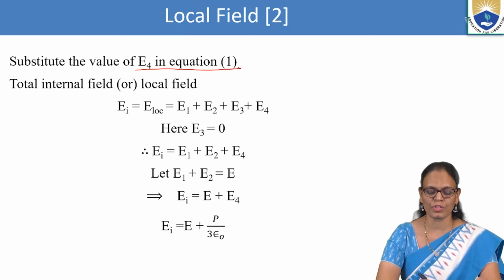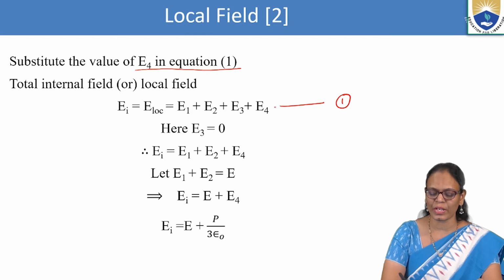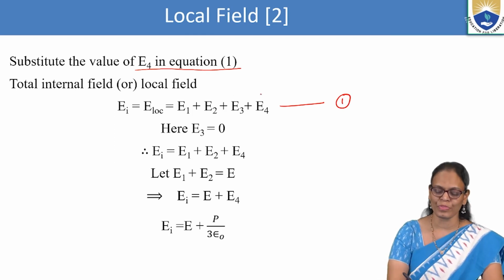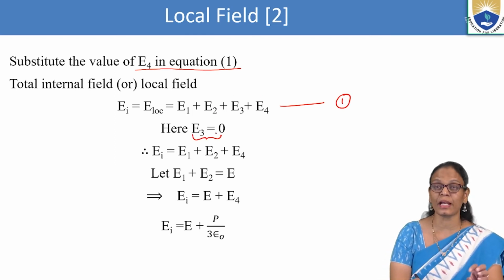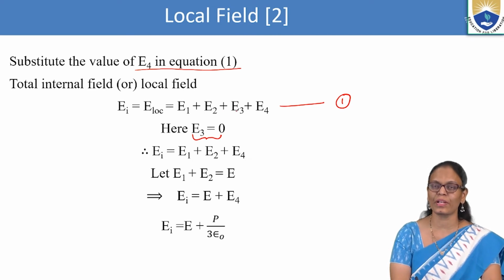What was our equation 1? E local is equal to E1 plus E2 plus E3 plus E4. So this was our equation 1. In this, we have seen E3 is becoming 0: the electric field due to the dipoles inside is simply 0 because of the symmetry. Then what is left when E3 is equal to 0? We have E local equal to E1 plus E2 plus E4.